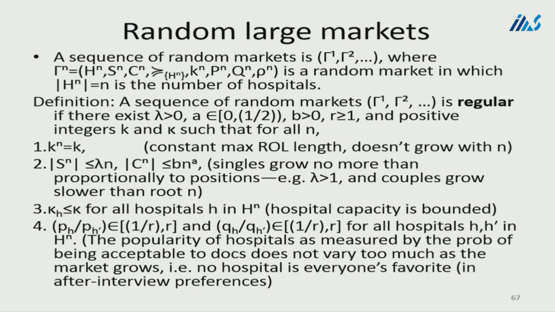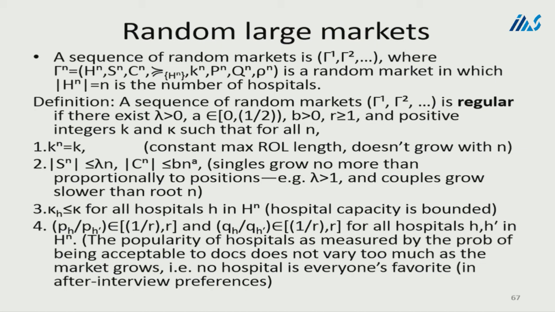And I'm going to let the markets grow large by letting the number of students and jobs grow large. And we've already seen that not every large market will have the properties we want. If the rank order list can grow large at the same rate as the size of the market, then the core will be large even without couples. And there'll be all sorts of things going on. So I'm going to have a maximum length of rank order lists.